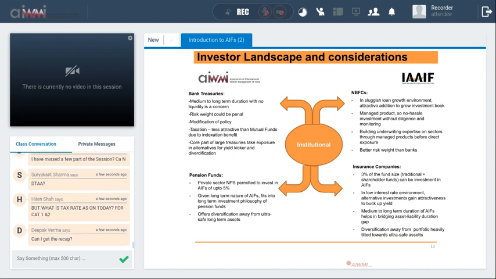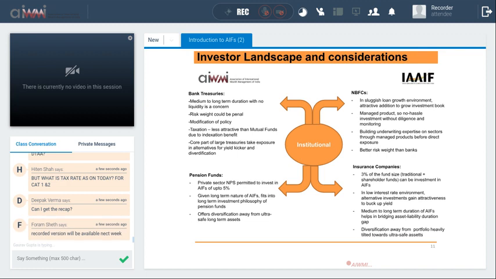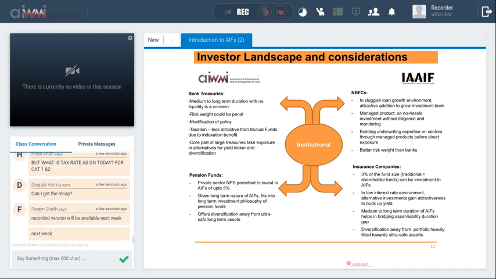Now, bank treasuries can invest in AIFs. You have pension funds which invest in AIFs, insurance companies, NBFCs. Now, each of them have different requirements, and they invest in different types of AIFs. Pension funds, for example, invest in long-term AIFs. Insurance companies invest in very, very long-term AIFs. NBFCs and bank treasuries prefer AIFs which have more liquidity support coming into them.